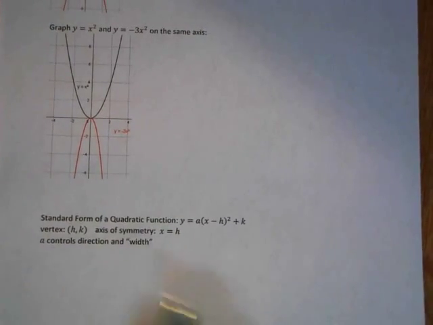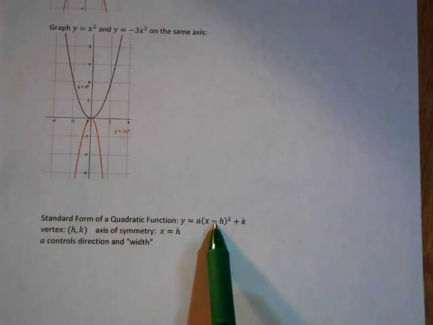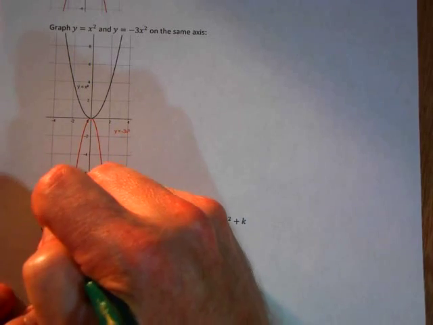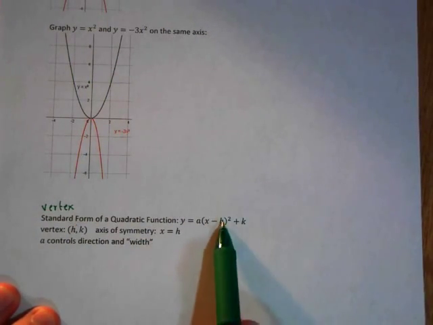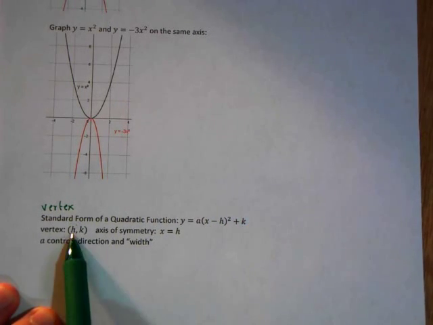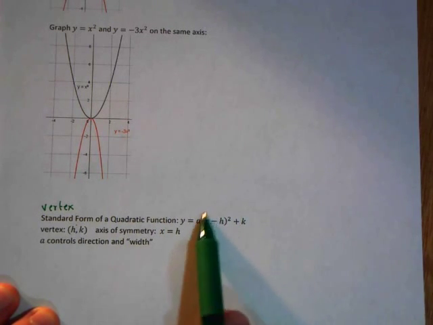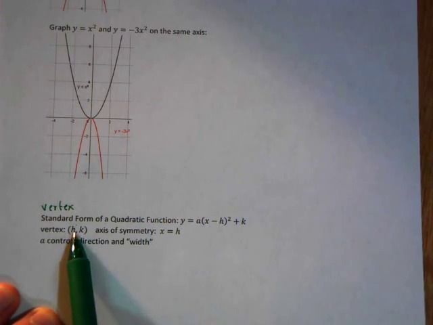All right, so let's put this all together. Standard form of a quadratic function: y equals a times (x minus h) squared plus k. I tend to call this vertex form instead of standard form because h and k tell us the vertex, because we saw that the h takes the vertex and shifts it left and right. The k takes the vertex and shifts it up and down. So our vertex is going to be (h, k).